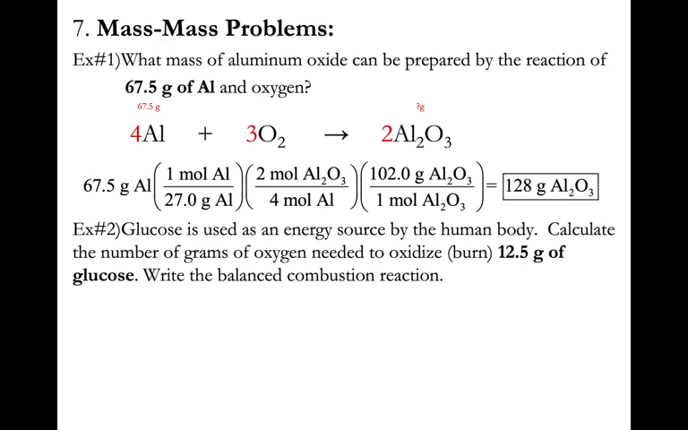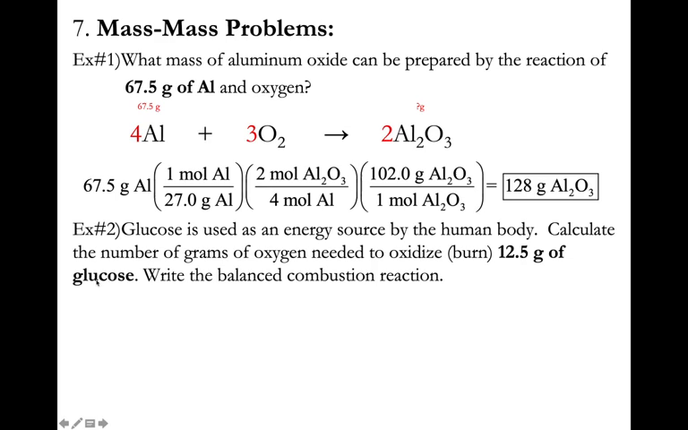Okay, let's go through this. Glucose is used as an energy source by the human body. Calculate the number of grams of oxygen needed to oxidize or burn 12.5 grams of glucose. Write the balanced combustion reaction. Again, we're going to take the same approach as we did before. Your first step is to write a balanced chemical equation.